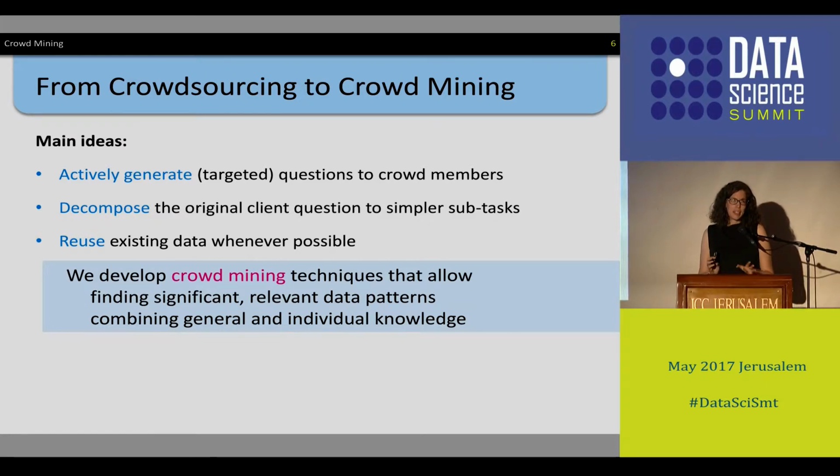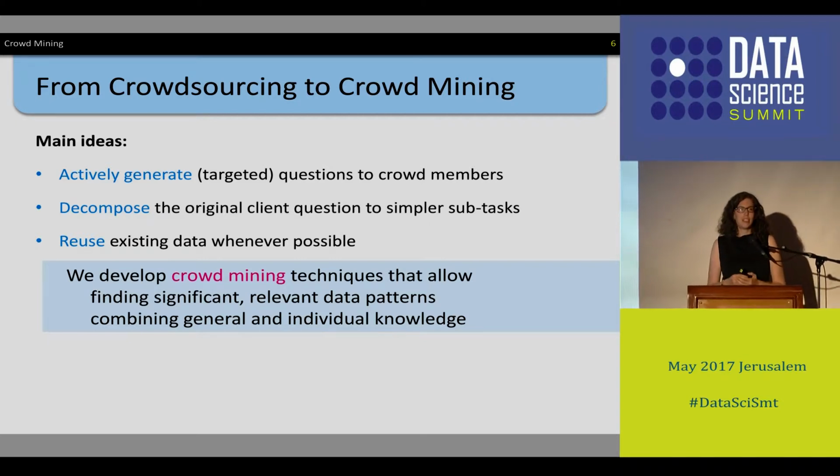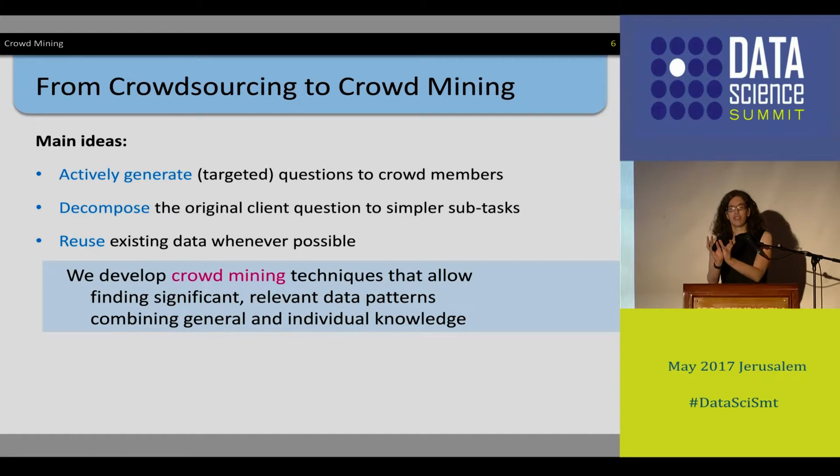Okay, so the basic ideas that we're going to implement in this framework that I'm going to present is, first, we want the system to actively generate questions to the crowd, as opposed to hoping that somebody would contribute some data that's relevant. We want the system to actively, automatically generate questions that are going to be as specific as possible to really ensure that we get the piece of data that we need to answer the question. For that, we're also going to decompose the initial question that we get from the user into smaller parts that are easier to answer and are easier to manage and to control.